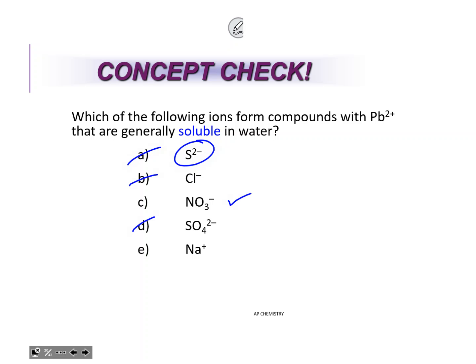Now what about E? What do we make of E? Is E going to form a compound with lead 2? Do cations form compounds with other cations? No. Why? Because what do cations do to other cations? Repel. Positives repel. So that was sort of a trick, yes, exactly. Cations won't form compounds with other cations. In an ionic compound, remember, you always have a cation and an anion. The positive and negative have to attract.